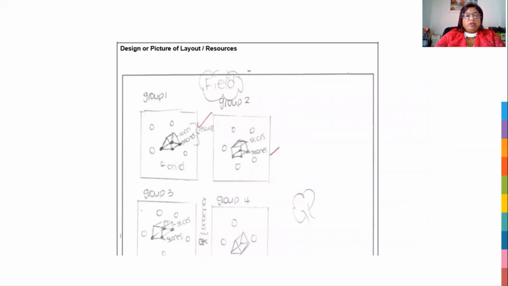Right, so then you're going to have your design or your picture of the layout. So it's entirely up to you if you want to draw it, or if you want, like I said earlier, to place that on the ground outside and take a photo of the resources that you're using, and you can then paste it in the space provided here. And if we see any evidence of this activity being done indoors, students, please note that you are going to be penalized. We want to see you doing this outdoors.